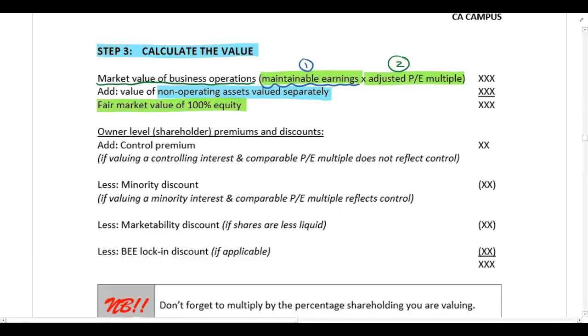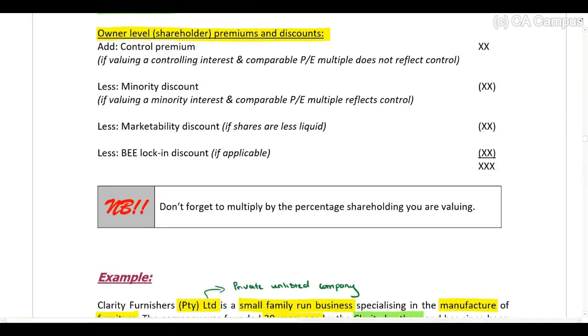Then let's go back to the framework or the steps that I provided you with. After calculating the final market value of equity, we then took all of our owner level or our shareholder premiums and discounts into account. We considered a control premium, a minority discount, a marketability discount, and a BEE lock-in discount. Then the only thing left for us to do is to multiply by the percentage shareholding that we are valuing.